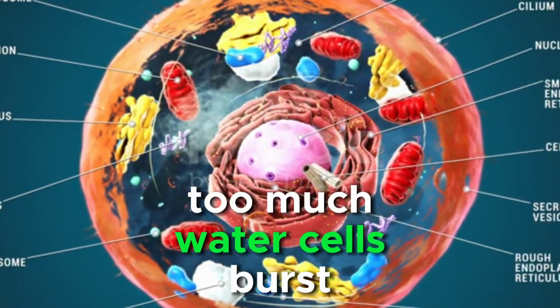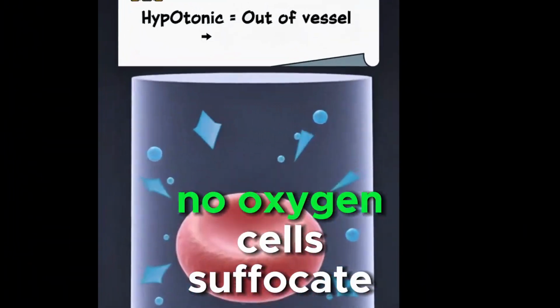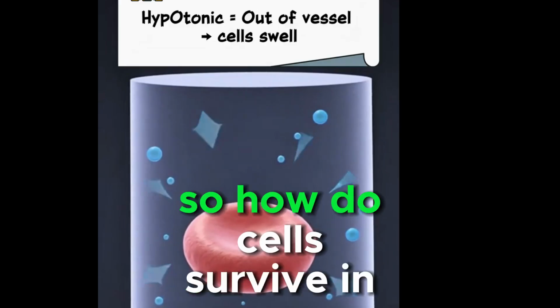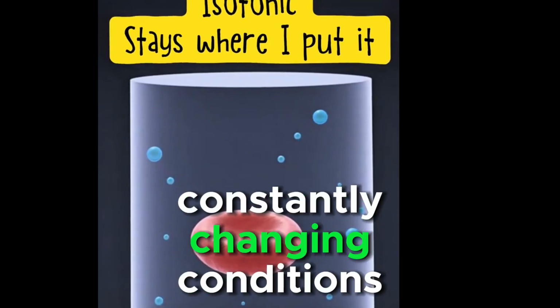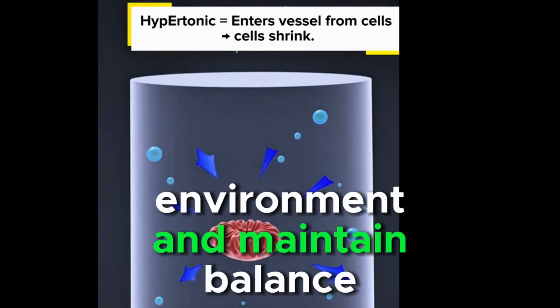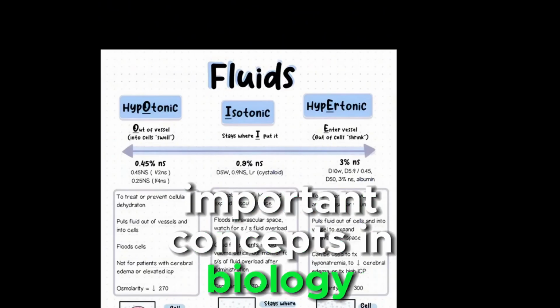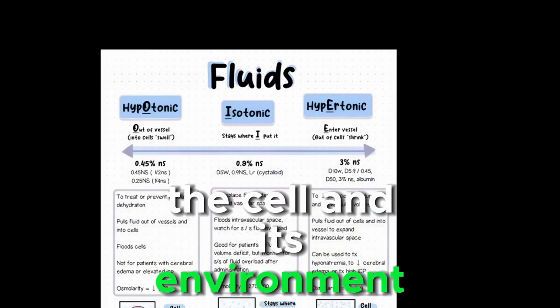Too much water? Cells burst. Too little water? Cells shrink. No oxygen? Cells suffocate. So how do cells survive in constantly changing conditions? How do they interact with their environment and maintain balance? Today, we'll explore one of the most important concepts in biology, the cell and its environment.